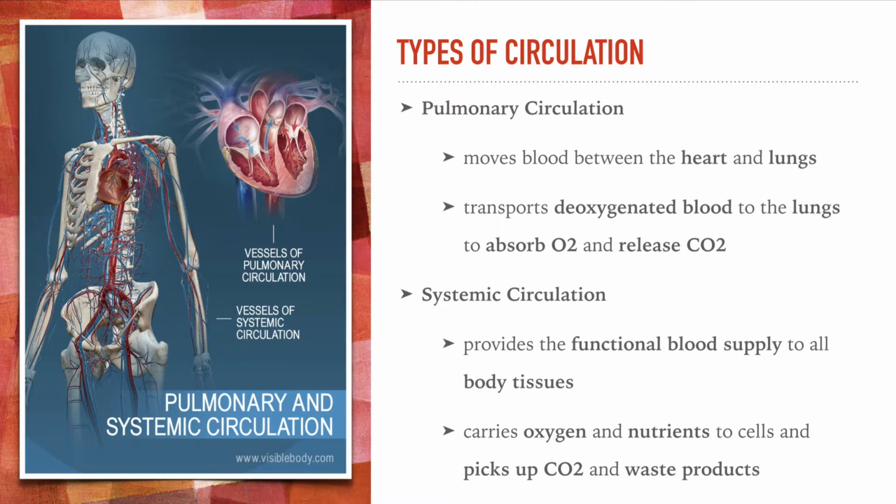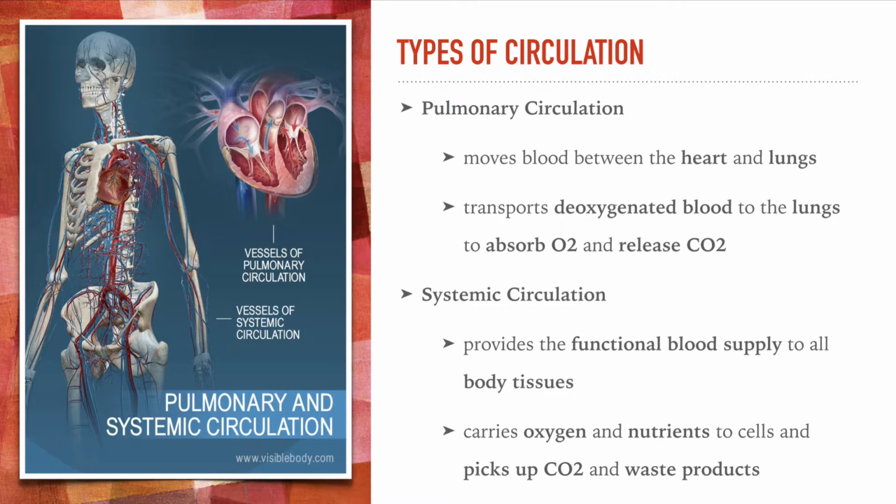With all the knowledge of the different components of the cardiovascular system, we should talk about how the blood is circulated within the body. We have two types of circulation. We have pulmonary circulation, and then we have systemic circulation. Pulmonary circulation is the circulation of blood that goes through the blood vessels from the heart to the lungs, and vice versa. In this circulation, this is where gas exchange occurs.